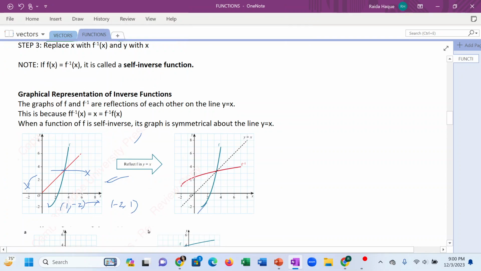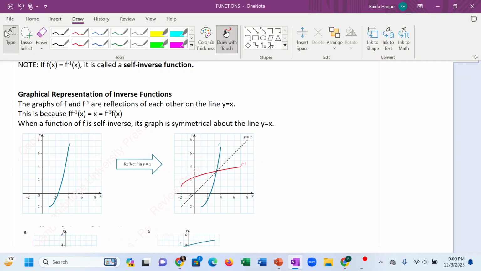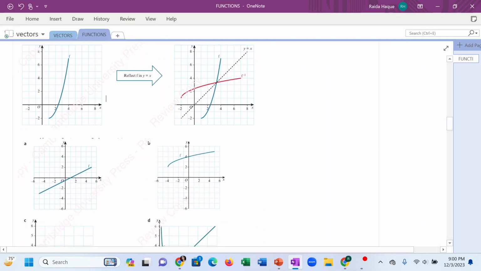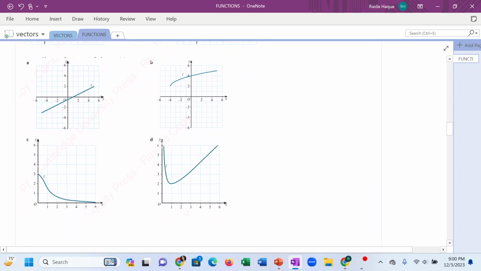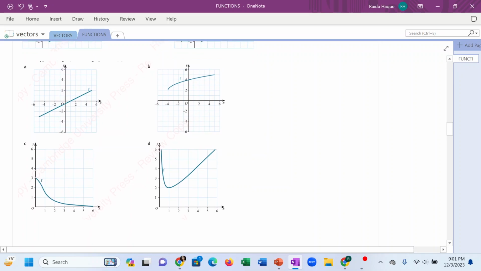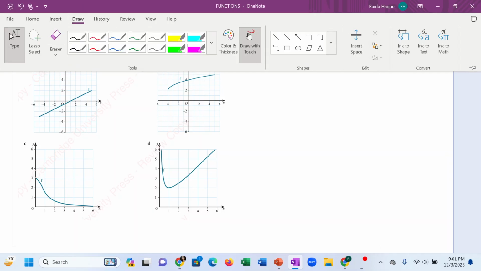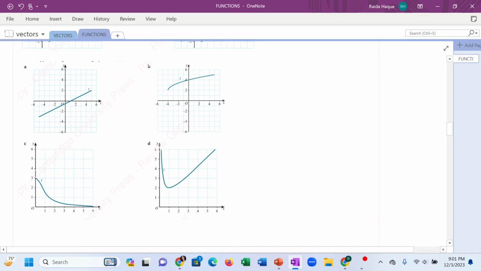So now I have taken a small exercise from the course book for us to do together. So I will be scrolling down. I hope every one of you will pause the video for a while and try to attempt it on your own, and then you can resume it back again and we can do it together. So let's get started. The very first thing that we always do when we're plotting the inverse is we will draw the y equals x line. So here we have a y equals x line.